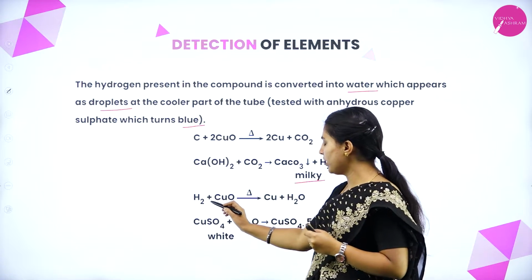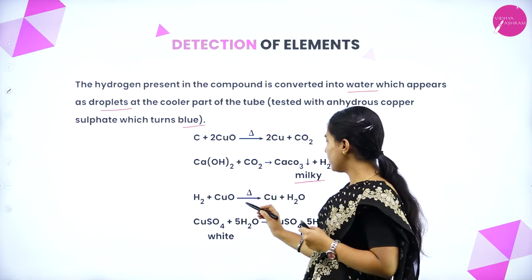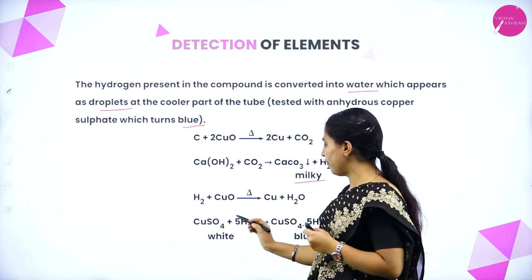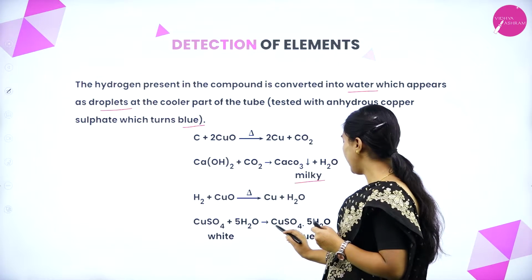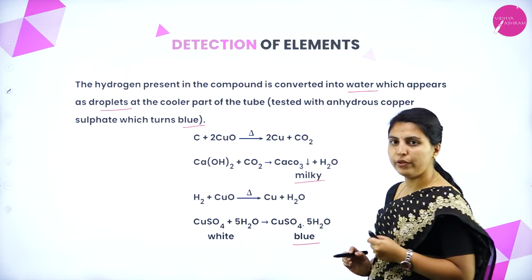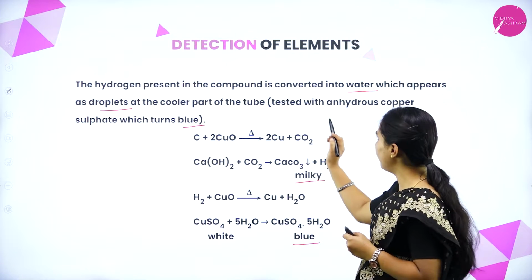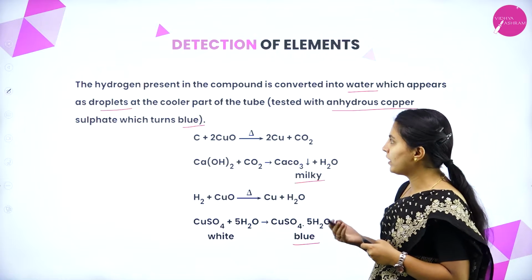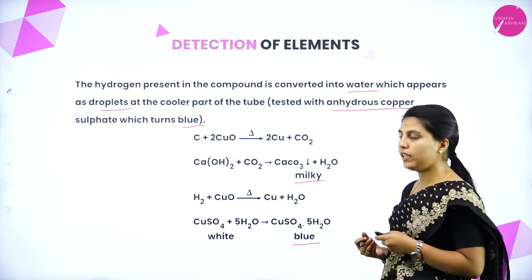And this is hydrogen treated with cupric oxide, giving copper and water. If we treat it with cupric sulfate, the water turns it blue. That's what they have told. If we treat it with copper sulfate, it turns blue. That is how carbon and hydrogen will be detected.